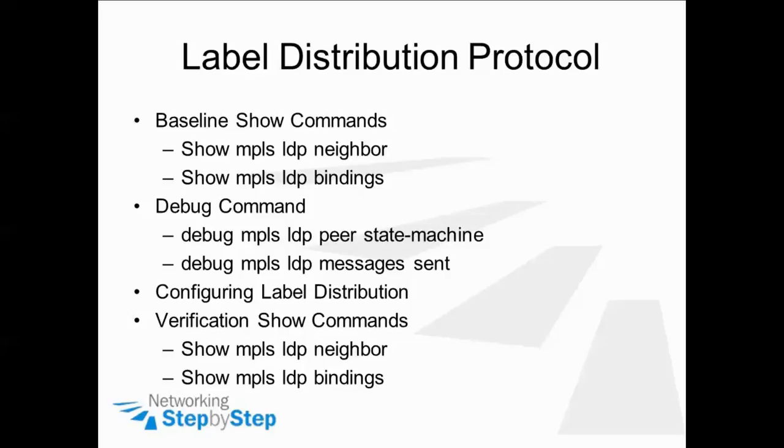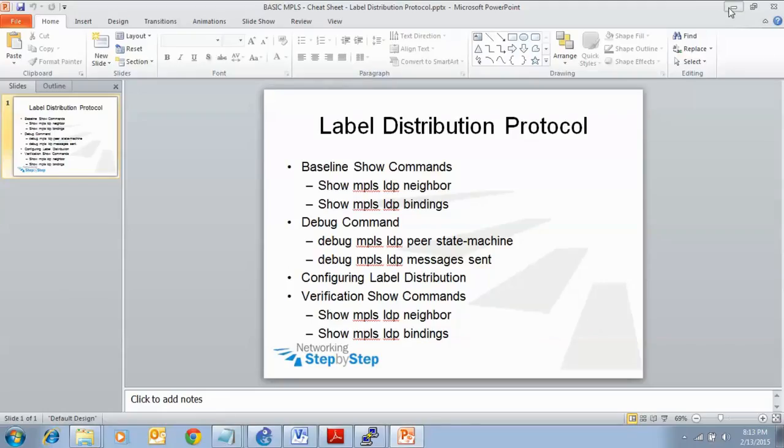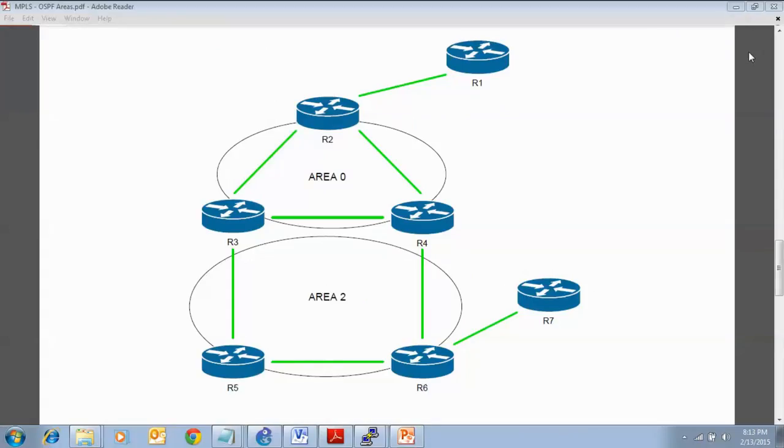Let's look at the network. We are going to be enabling the label distribution protocol LDP globally on router 2. And then we are going to override that global command and run TDP, or tag distribution protocol, between router 2 and router 3.